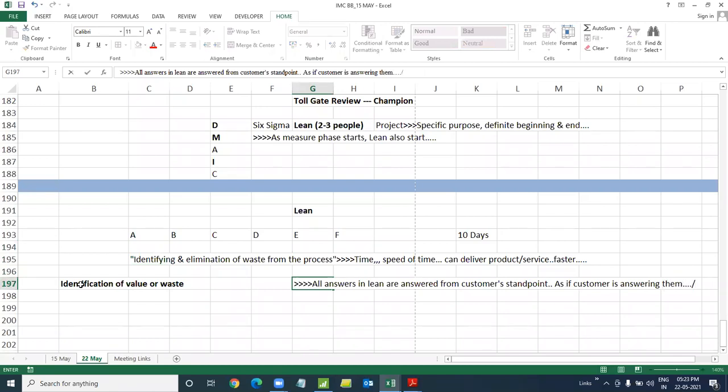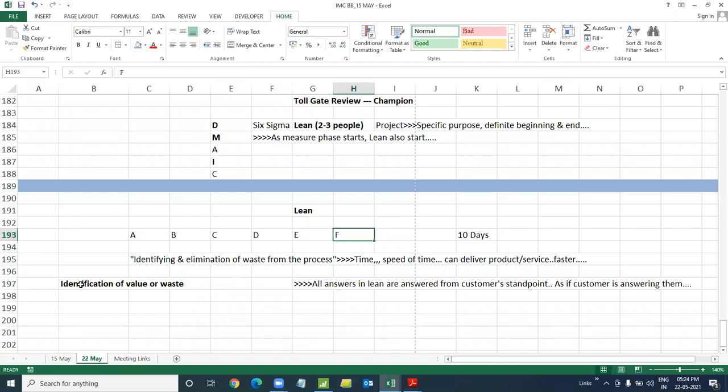You cannot, not from an organization standpoint, not from a profit standpoint. All answers are answered as if the customer is answering them personally. So say there is a product which is delivered at the end of 10 days, you end up charging, say, the customer $1,000 for this product, or you deliver a service at the end of 10 days, you end up charging $1,000 for this service.